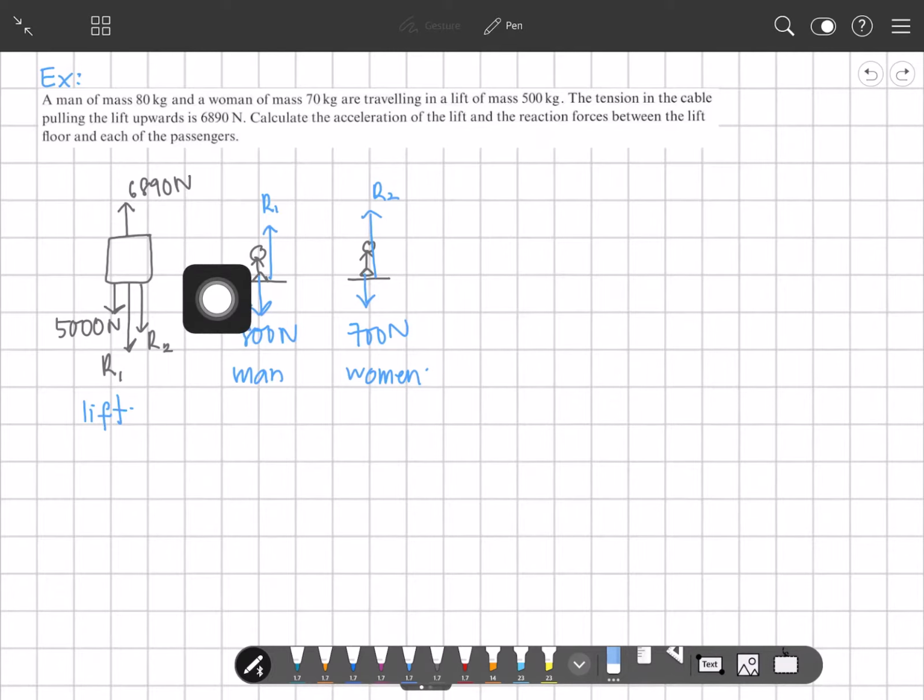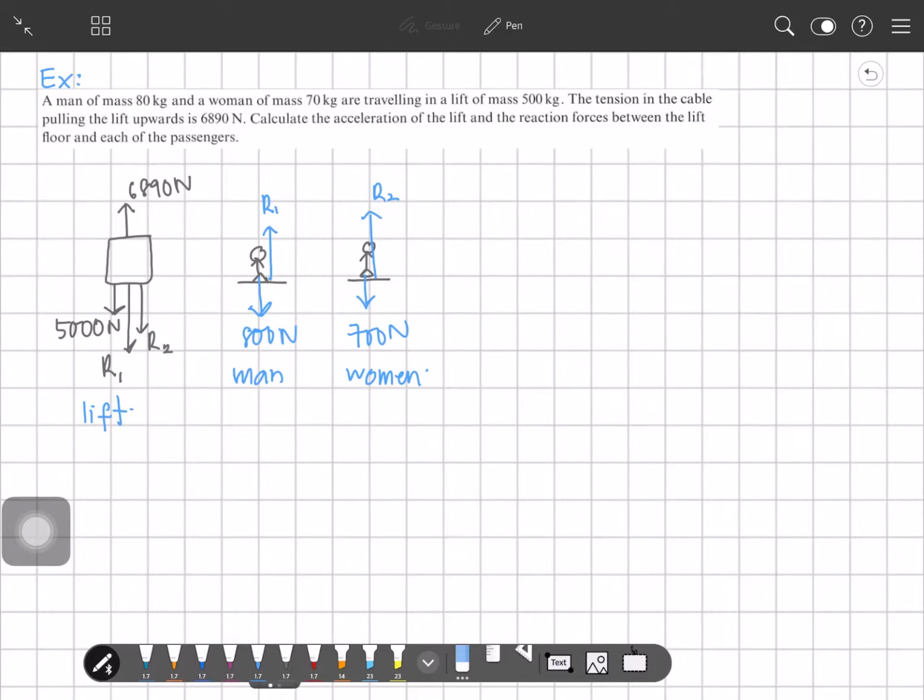On the man, we have an upward force R1, which is the reaction force from the floor of the lift acting on the man, and then a downward force of 800 Newton, which is the weight of the man. For the woman, the force acting on her is the second reaction force denoted by R2, which is the reaction force of the floor on the woman, and the downward force is 700 Newton, which is the weight of the woman herself.